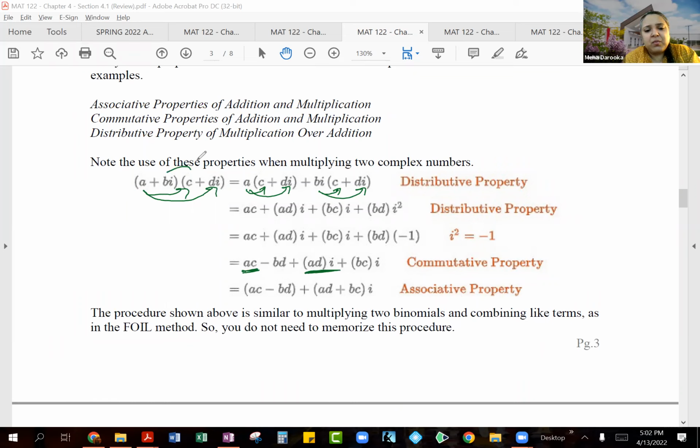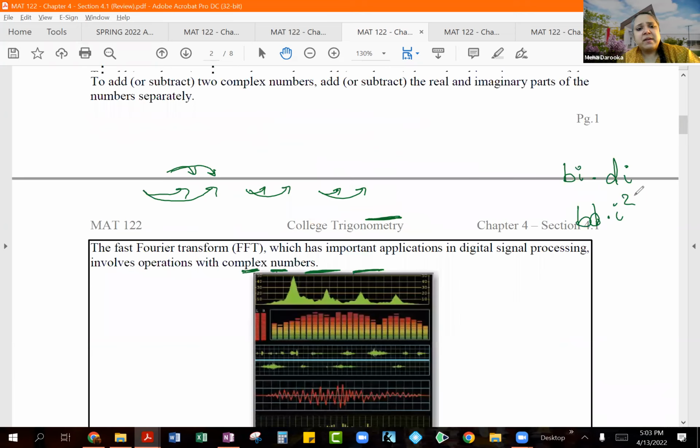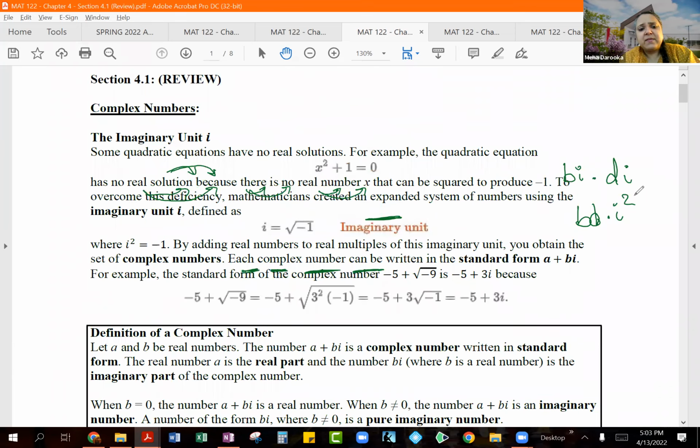Then we would go with BI times C. So BI times C is over here. And then we would do BI times DI. And BI times DI is actually what is giving you this guy over here. And that's coming from right here. Because when you multiply BI times DI, well, of course, we do B times D. And then I times I will end up giving us I squared. But as we just saw above, when we described this, we know I squared comes out to be -1, right?